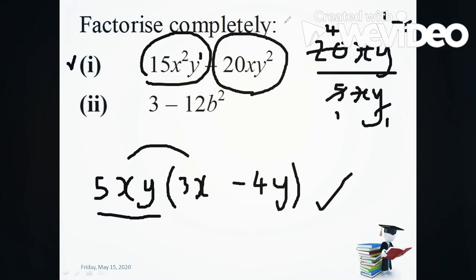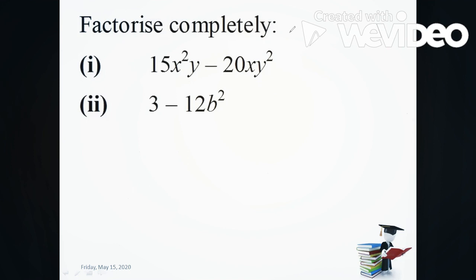All right, let's look at the second part. Just from observation, well, it looks like a difference of two squares, but 3 is not a square number and 12 is not a square number. So we're going to factorize using the distributive law.